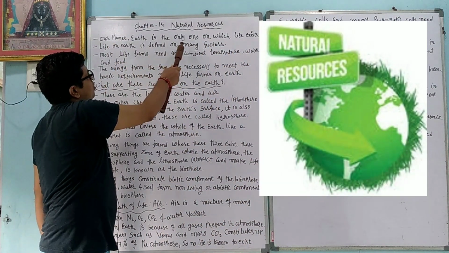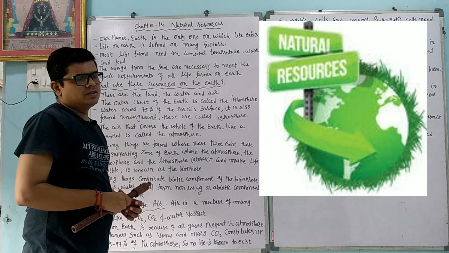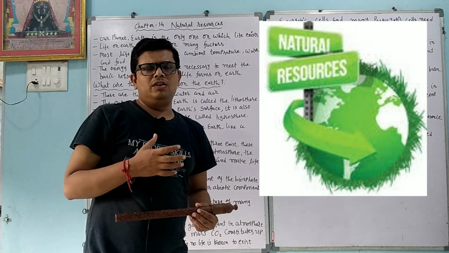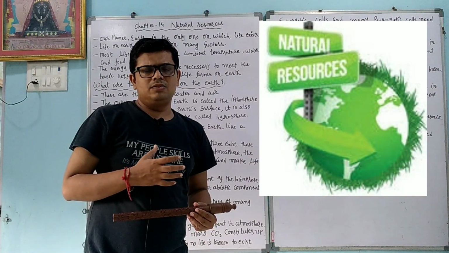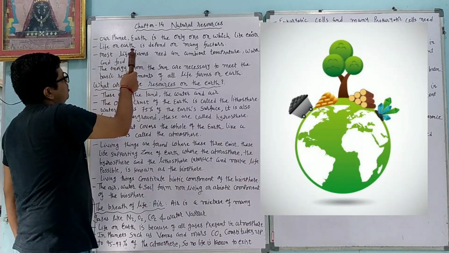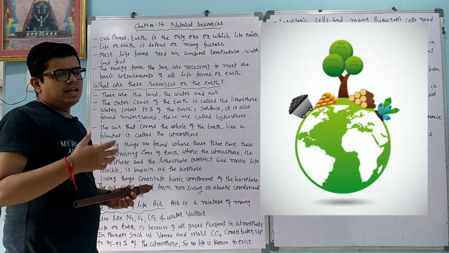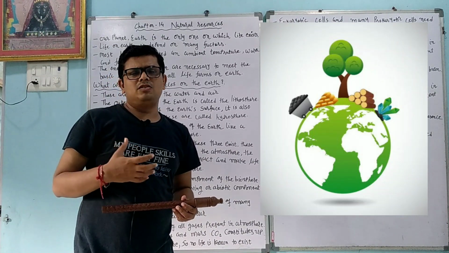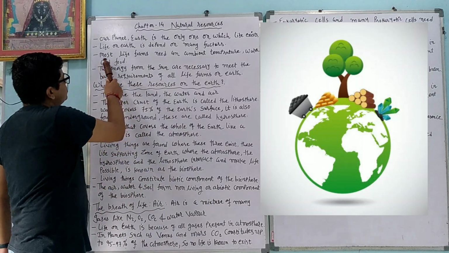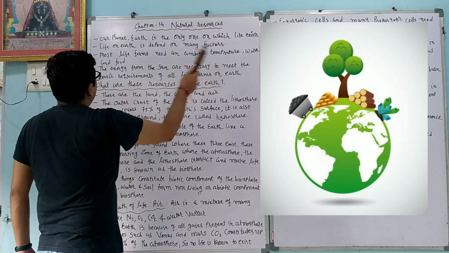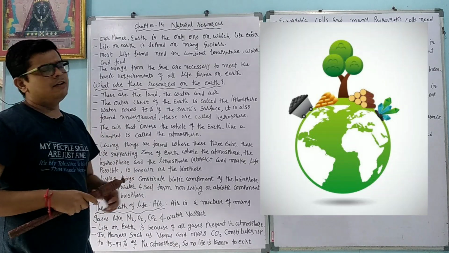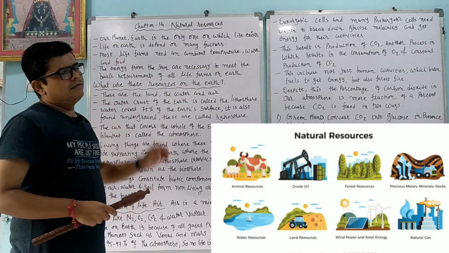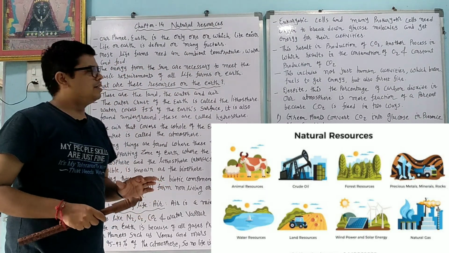Our planet earth is the only one on which life exists. Scientists believe that no other planet has life; life exists only on the earth. Life on earth depends on many factors. So why does life exist on the earth? Because many factors are present only on the earth. Most life forms need an ambient temperature, water, and food. Because of that, life exists.